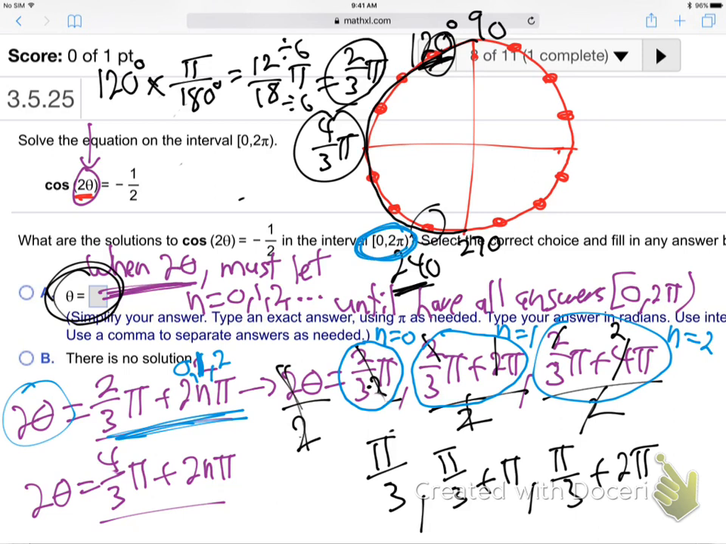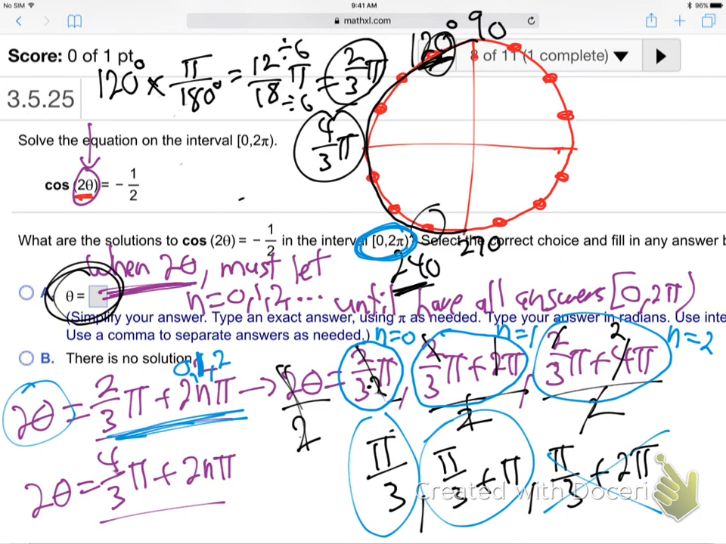Only answers between 0 and 2 pi. They don't want extra rotations. They only want final answers between 0 and 2 pi. Well, he's out, and anything beyond him, because he's more than 2 pi. He's 2 pi plus some more, isn't he? Anything after that would also be beyond 2 pi, right? That's why I didn't do n equals 3 or n equals 4 or any more, because it's only n equals 0 and n equals 1 that give us valid answers less than 2 pi.